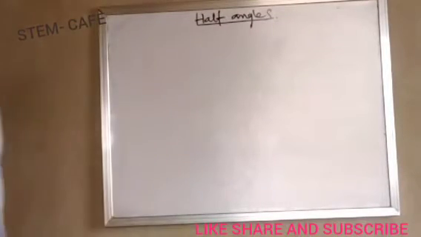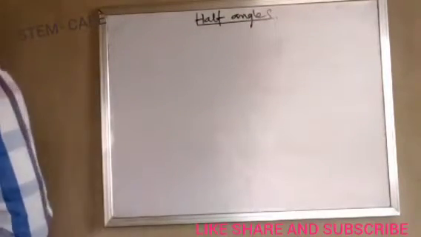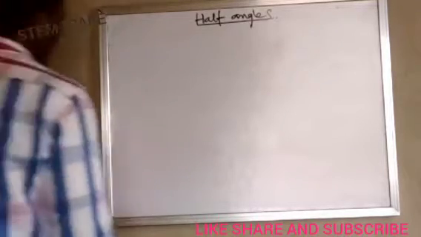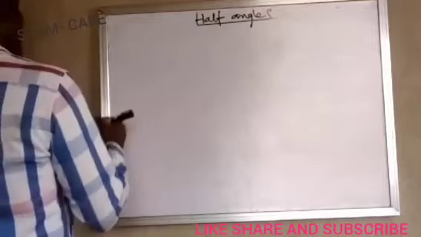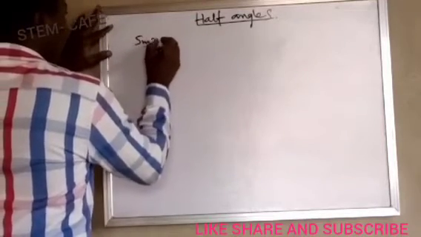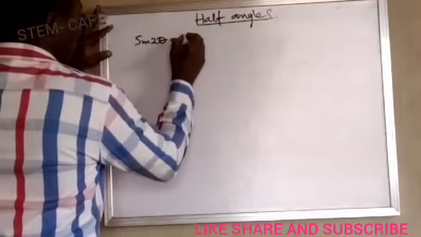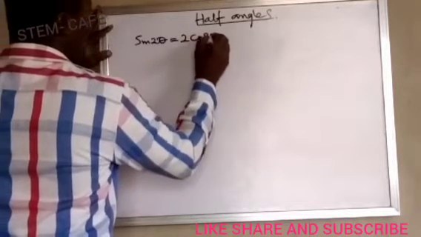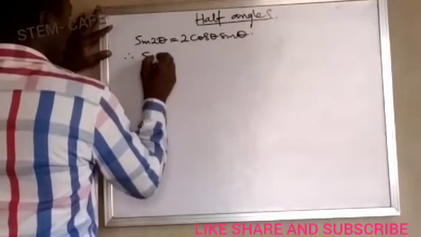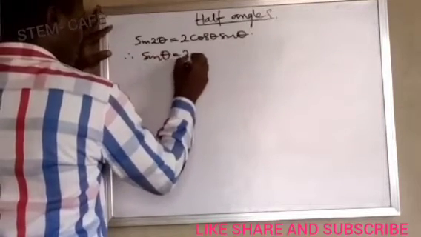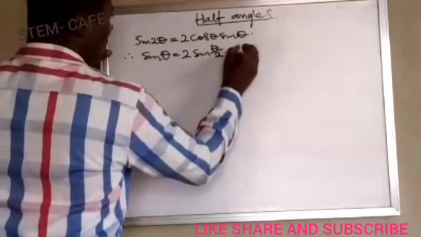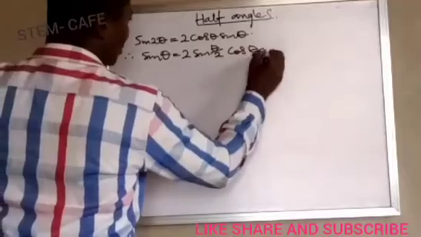Half angles. Just as you are able to find trigonometric ratios of the double angles, you can also find trigonometric ratios of the half angles. Let's start with sine. We know that sin 2 theta is 2 cos theta sin theta. Therefore, sin theta will be equal to 2 sin theta over 2 cos theta over 2.